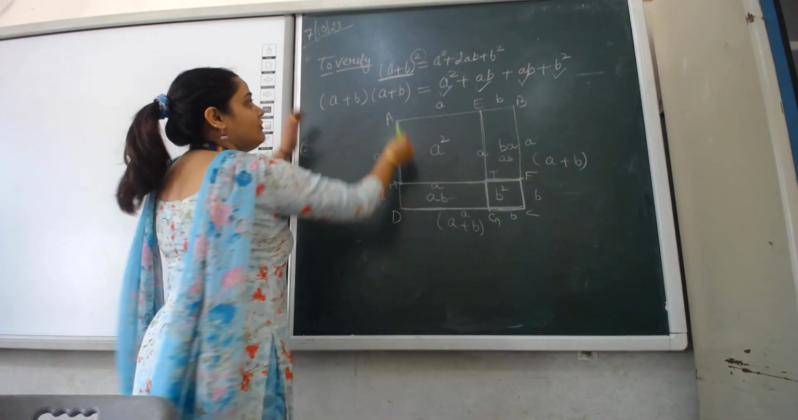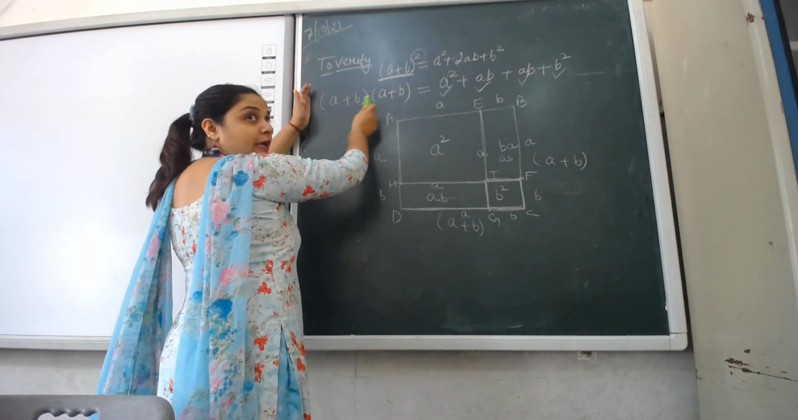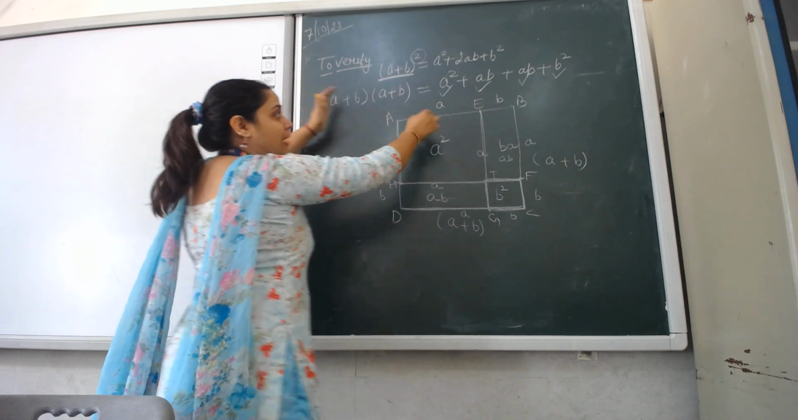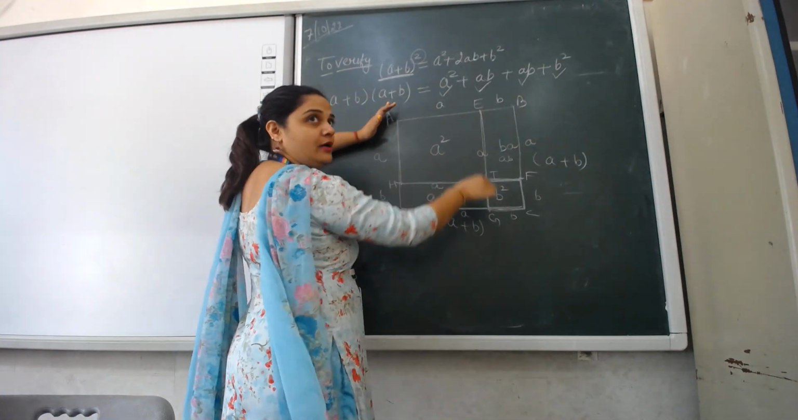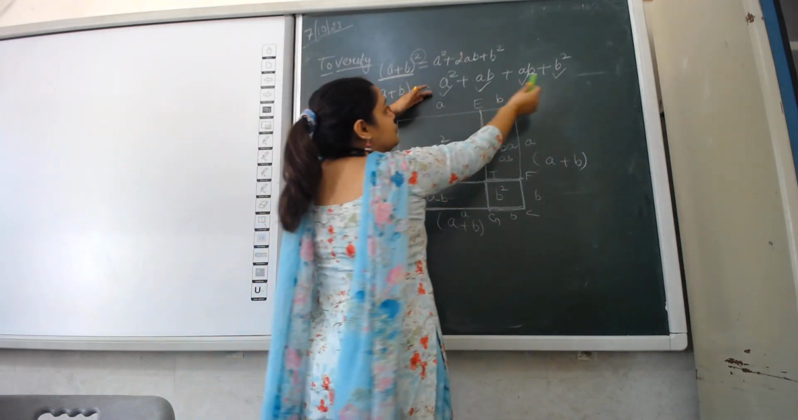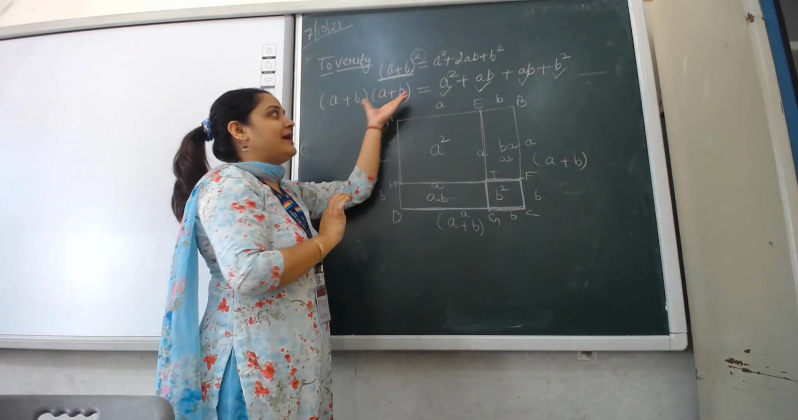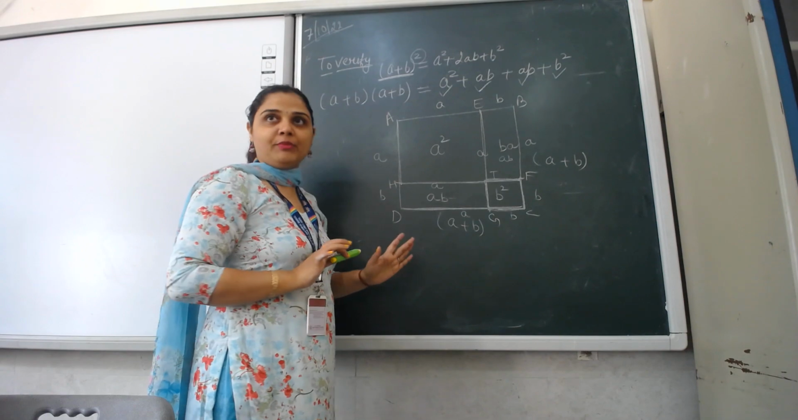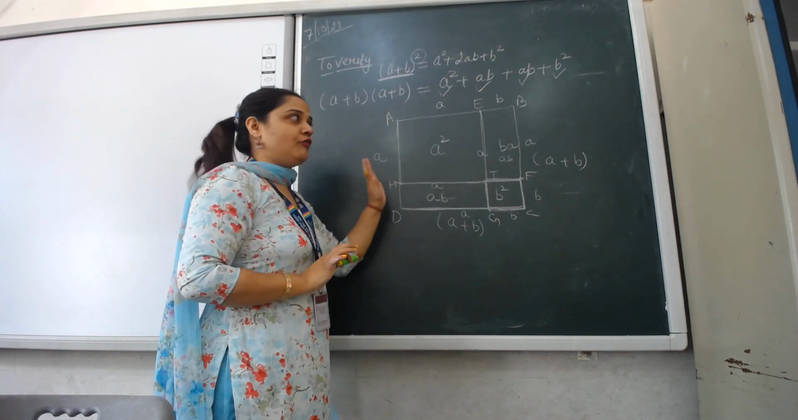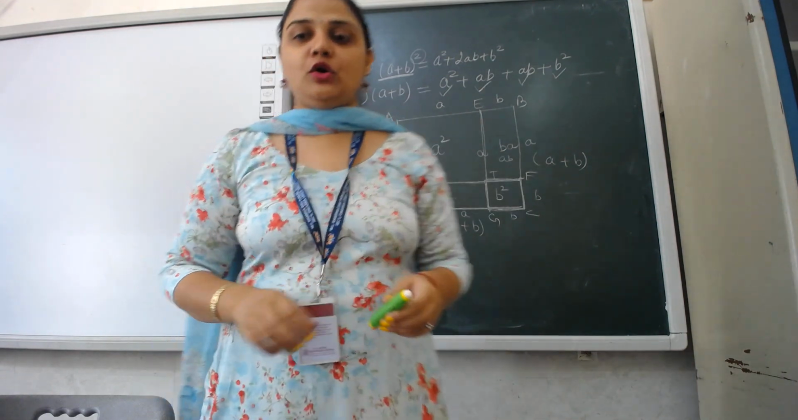That means I started with this square, A plus B into A plus B, and I am getting 4 parts in this square, which are representing each of these terms, right? That means left part is same as right part, overlapping. Alright, now we are going to do it by cutting and pasting also.